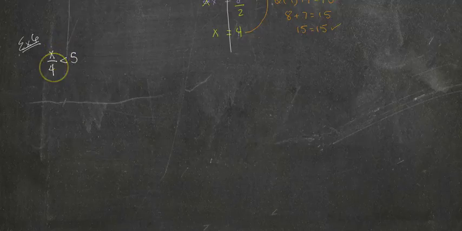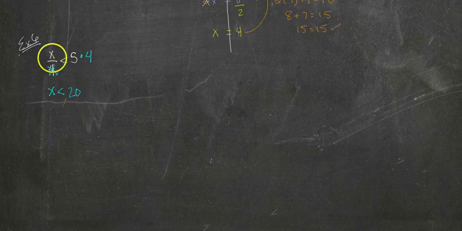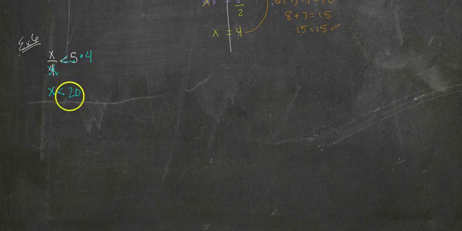So let's solve this one. 4 is in the way of x being alone, and 4 is connected to x by division, so I'm going to transpose it into multiplication. And so x values have to be less than 5 times 4, which is 20. So in order for x divided by 4 to be guaranteed smaller than 5, I'm only allowed to choose x values that are smaller than 20.